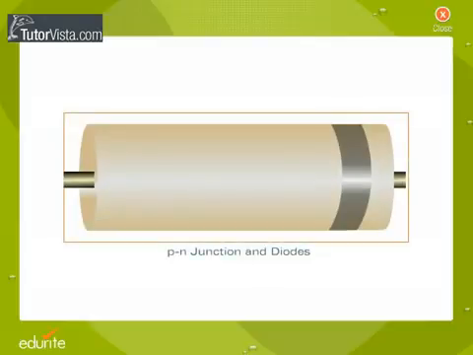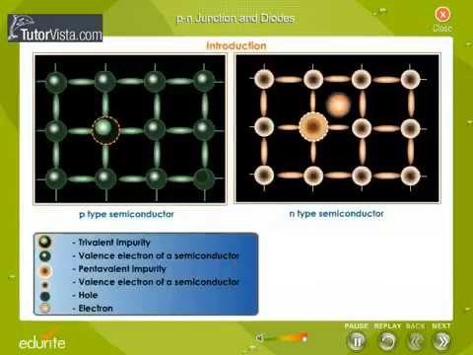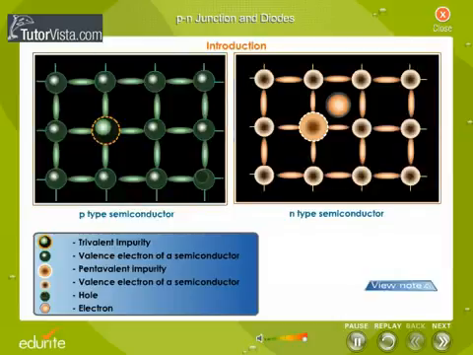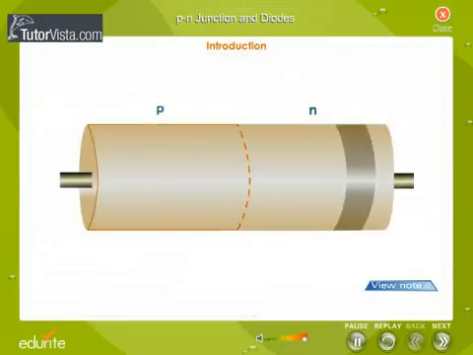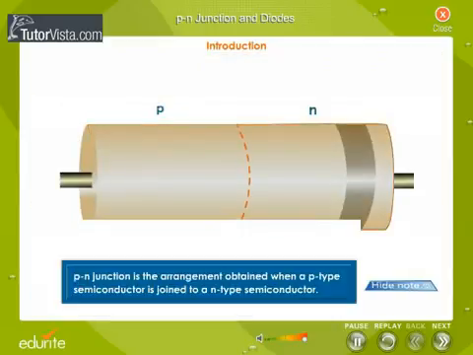P-n junction and diodes. To increase the practical utility of a p or n-type semiconductor, a p-n junction is created in the semiconductor crystal. Here, one half is p-type and the other is n-type.